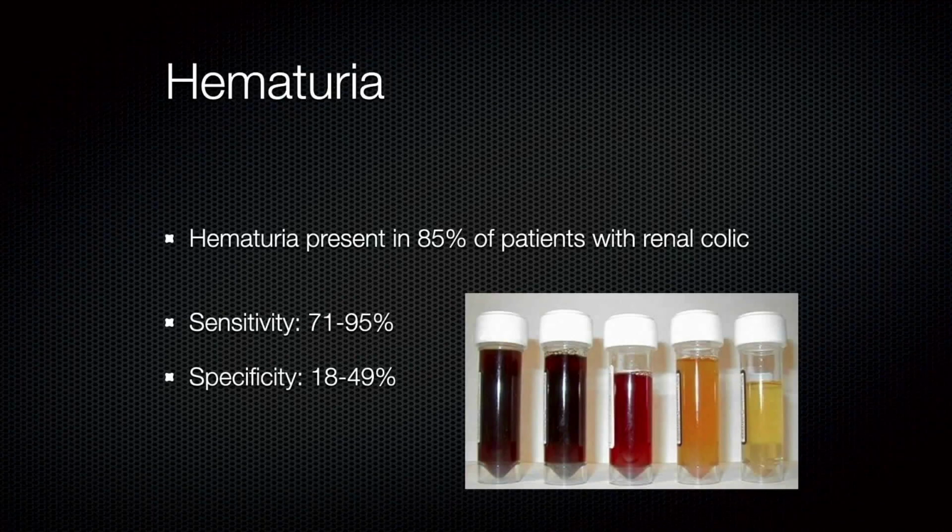And I thought the numbers on this were really, really interesting. Hematuria is found in about 85% of patients with renal colic, right? So if you have a stone, better the chances than not that you'll actually have blood in that urine as well. And so the sensitivity specificity numbers are pretty cool.